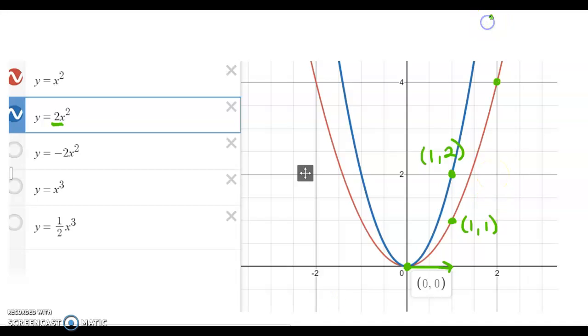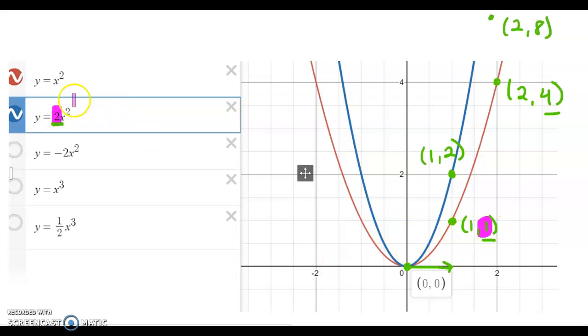I'll graph it up here. This will be 2, 8. This is 2, 4. And so how do we make sure we understand the effect that this a value has on our graph? Well, if you know the key point and you know the y value of that key point, in order to graph the transformation with this a value, you're just going to multiply your original y value by whatever your a value is.